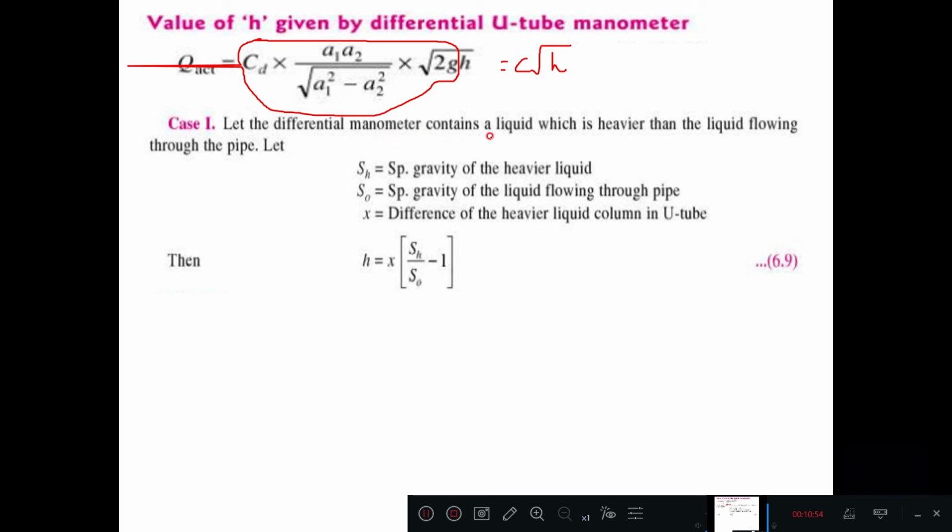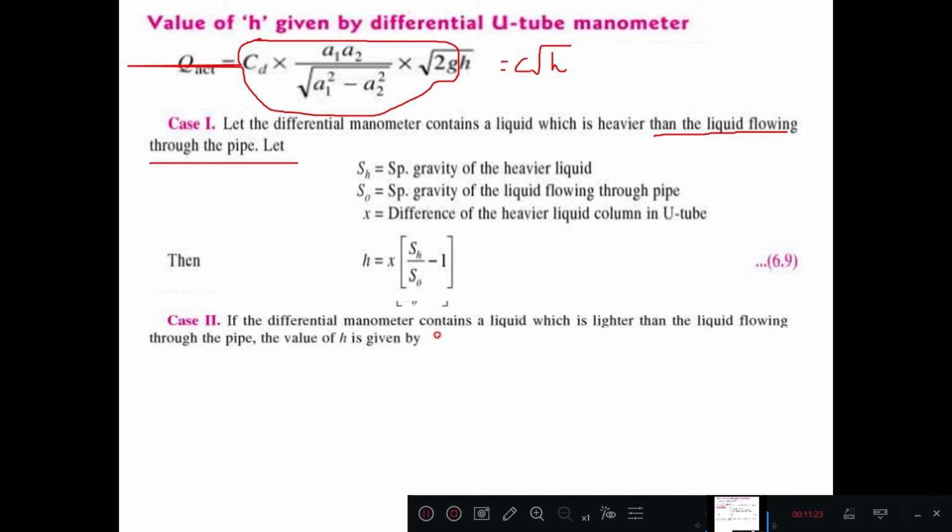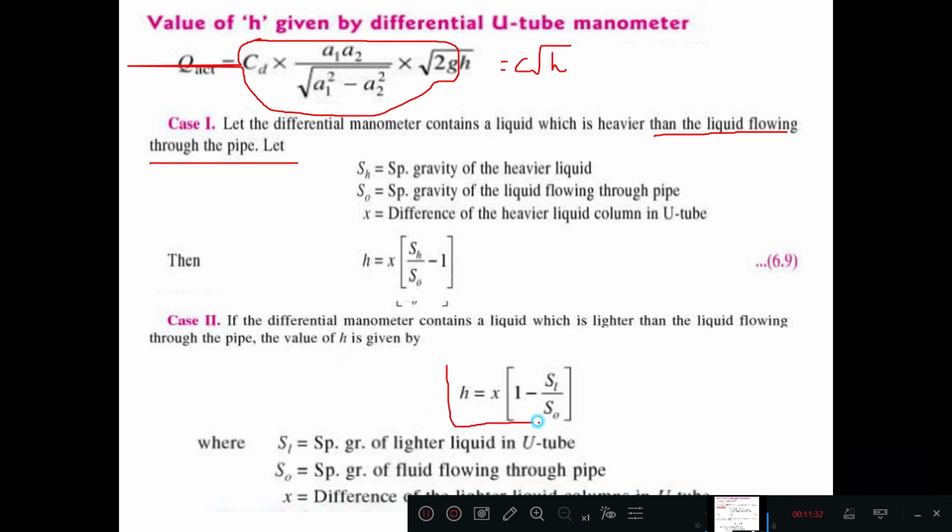Let the differential manometer contain a liquid which is heavier than the liquid flowing through the pipe. In that case, let SH represent the specific gravity of the heavier liquid and SO represent the specific gravity of the oil flowing through the pipe. Then X is the difference of the heavier liquid column in the U-tube. Then H is given as H equal to X into (SH by SO minus 1). The second condition: if the differential manometer contains a liquid which is lighter than the liquid flowing through the pipe, the value of H is given by this. This is the second case.